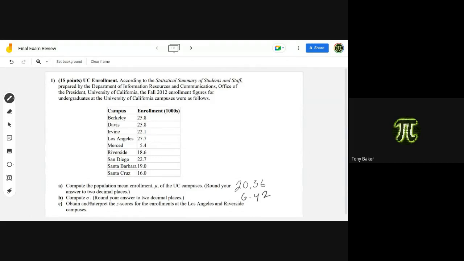All right, question C says to obtain and interpret the Z-scores for the enrollment for Los Angeles and Riverside. So remember to find the Z-score, it is the value in question minus the mean, over the standard deviation. So for LA, I've got 27.7 minus the mean, which was 20.36, divided by the 6.42.